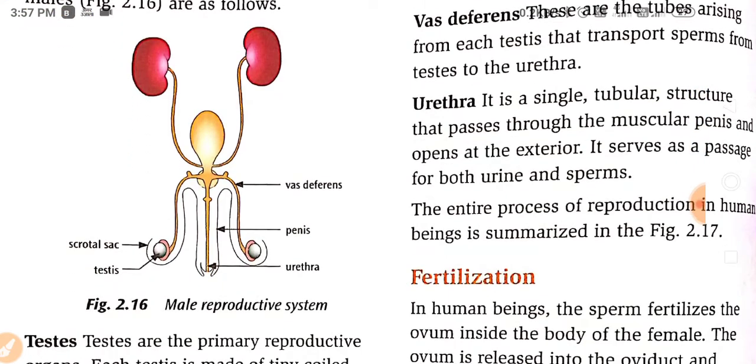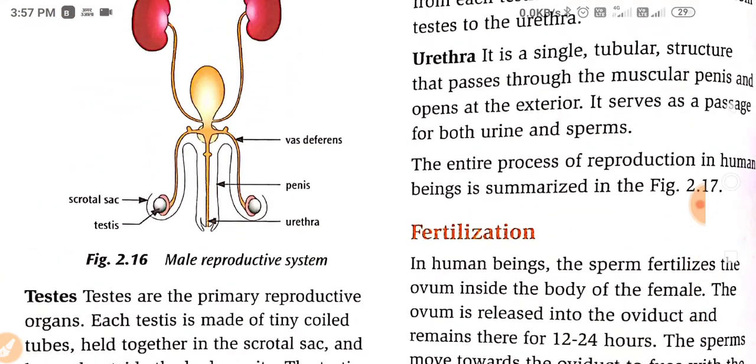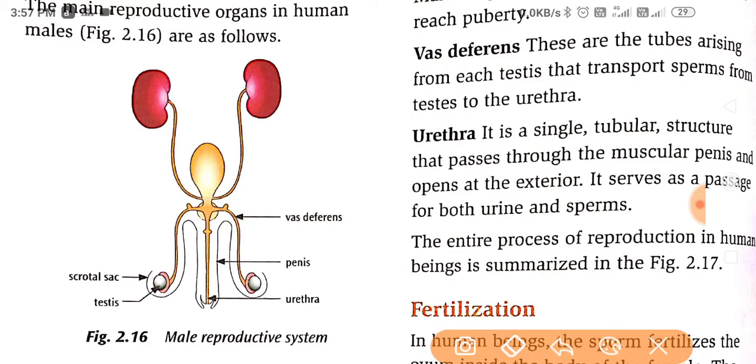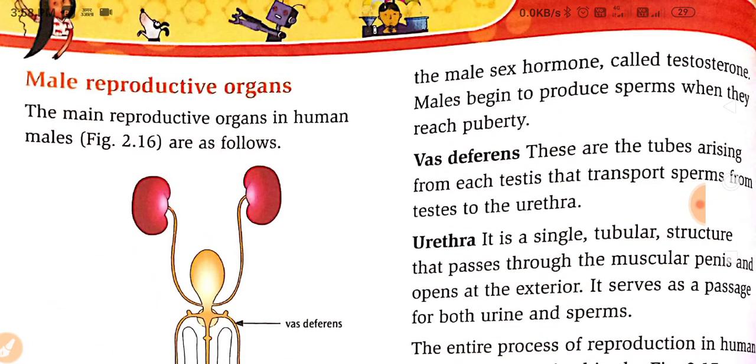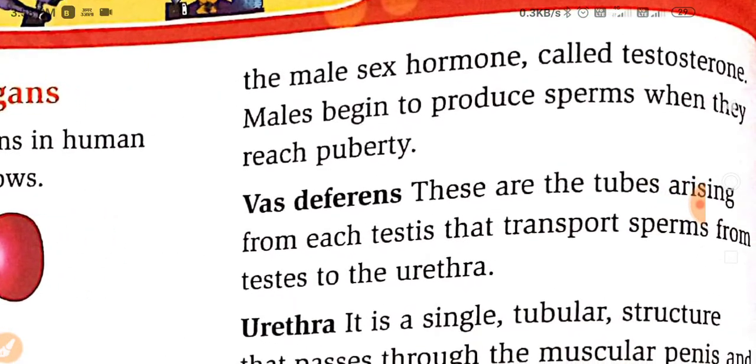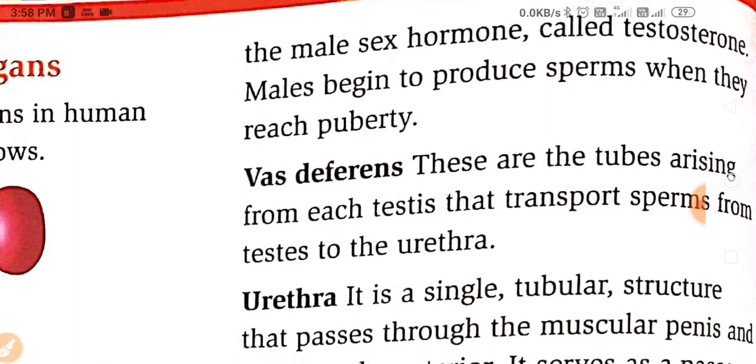So if you see here, these are the testes. These are responsible for producing sperms and the male sex hormone called testosterone. Males begin to produce sperms when they reach puberty.